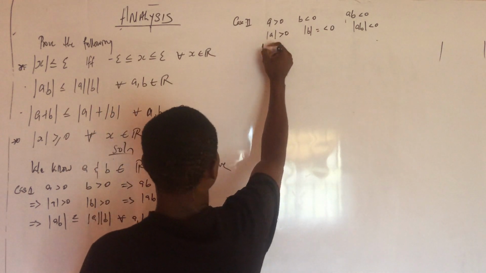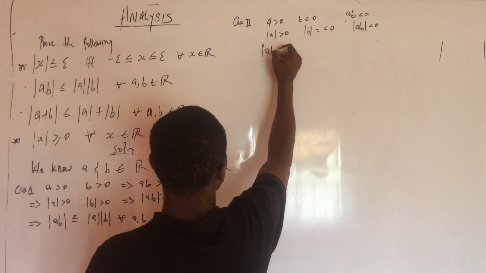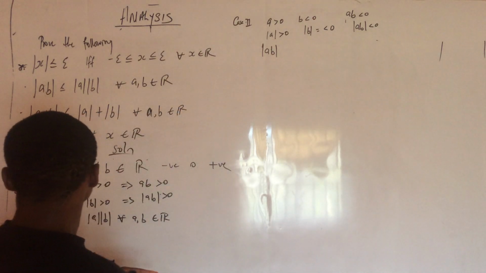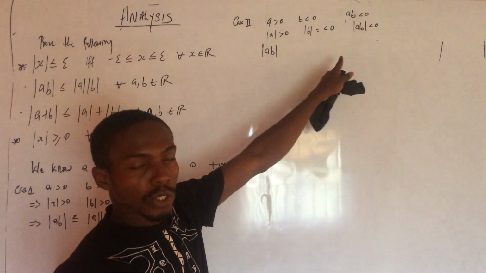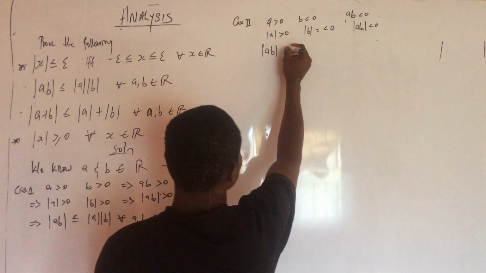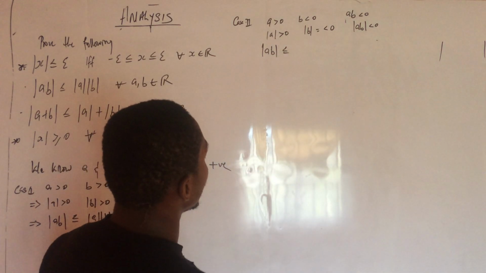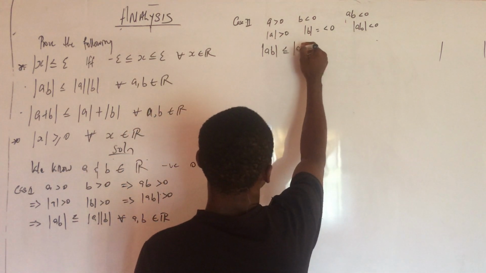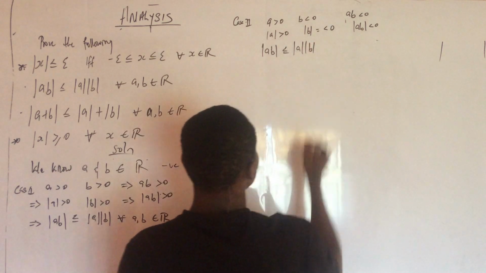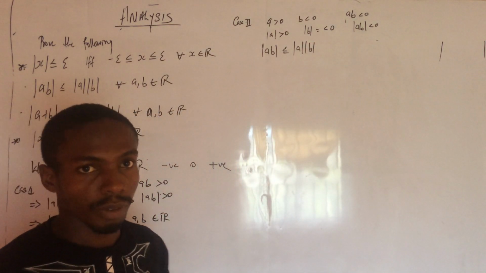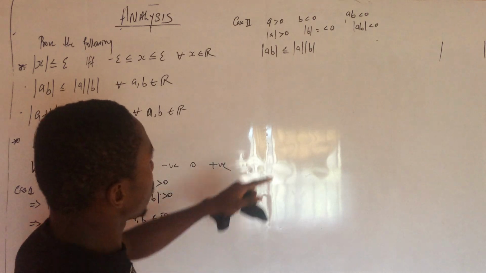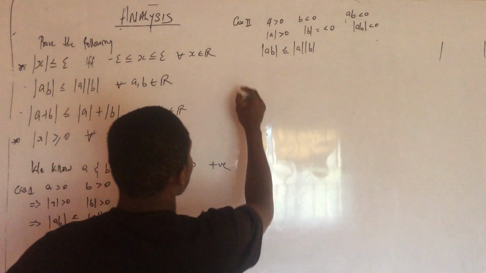So we now say the absolute value of AB is still going to return a positive number, which is less than or equal to the absolute value of A times the absolute value of B. I don't know if you understand that.